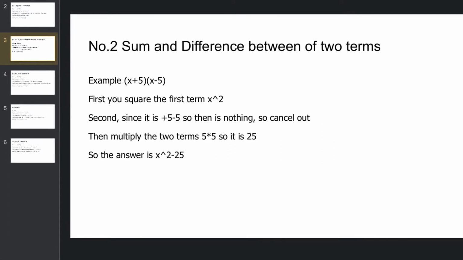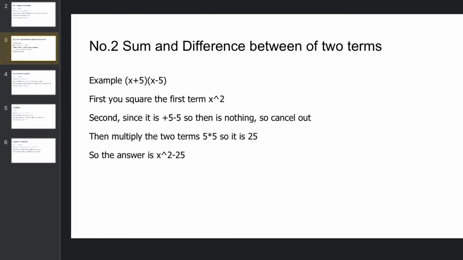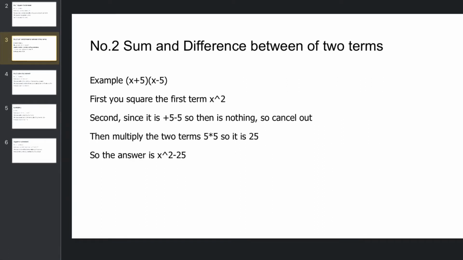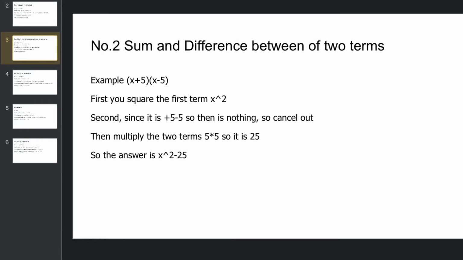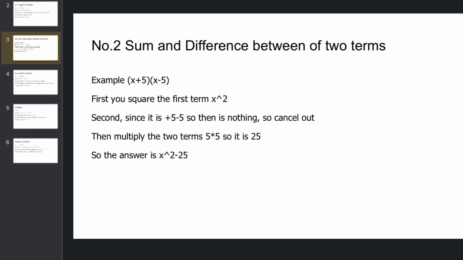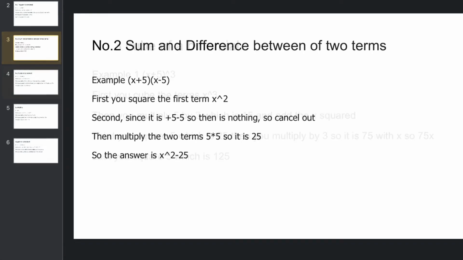And then you multiply the two terms, 5 multiplied by 5, which becomes 25. So what you should get is x squared minus 25. So that's the final answer. And it's always like that, and there are no other things.